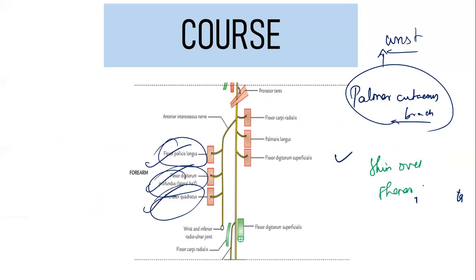So we saw, I'm really sorry, the recurrent branch is going to supply the thenar muscles, whereas the thenar eminence, that is the muscle, is going to form a major bulk over there. The skin over the thenar eminence is supplied by the palmar cutaneous branch. I am really sorry for my confusion.